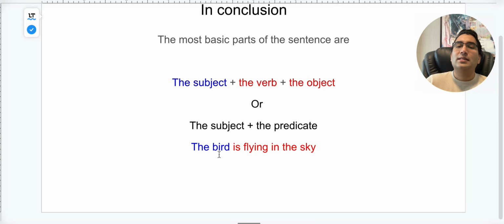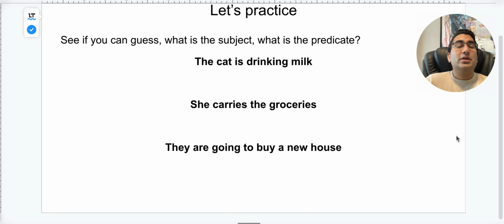Okay? You cannot say the bird in the sky is flying. No, the bird is flying in the sky. That is the sequence. So you can do a little practice here. The cat is drinking milk. She carries the groceries. They are going to buy a new house. Now, what do you think is the subject here? What do you think is the predicate? Try to practice. You can pause this video.